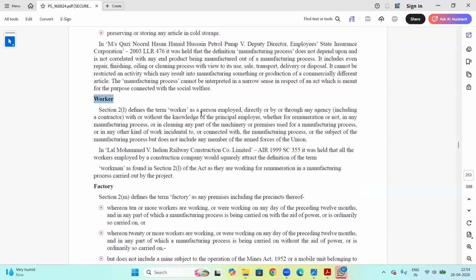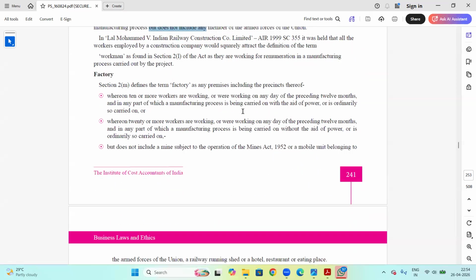Who is a worker? The term worker means a person employed directly or through any agency, including a contractor, with or without the knowledge of the principal employer, whether for remuneration or not, in any manufacturing process, or in cleaning any part of the machinery or premises used for a manufacturing process, or in any other kind of work incidental to or connected with the manufacturing process or the subject of the manufacturing process, but does not include any member of the armed forces of the Union.